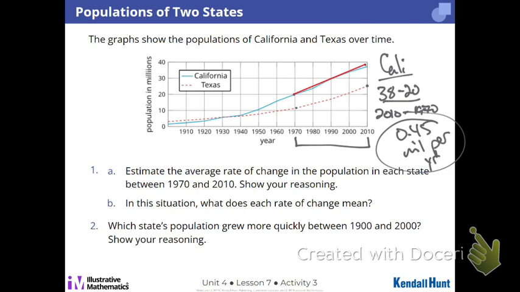But we're going to call it average rate of change because it's an interval in a greater scheme of things. Next, let's look at Texas.